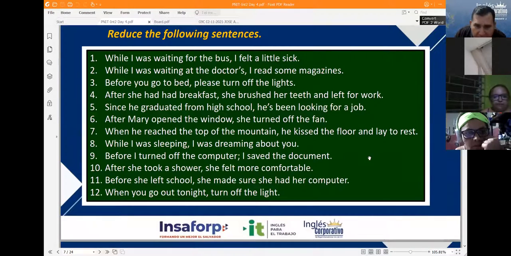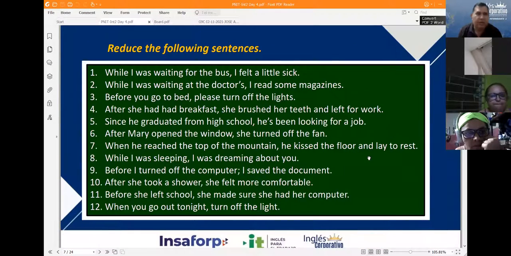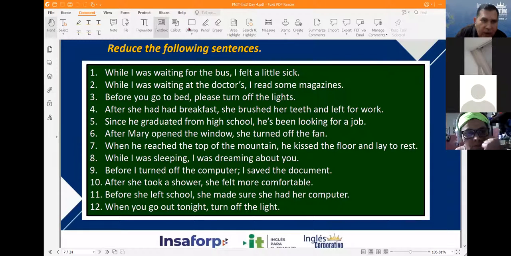We're going to begin working on this. This was the homework for today, so let's begin. One volunteer to do number one. Who would like to do one? Me, teacher. Okay, yes, my friend, please go ahead. While waiting for the bus, I felt a little sick. Excellent, very good. While waiting.